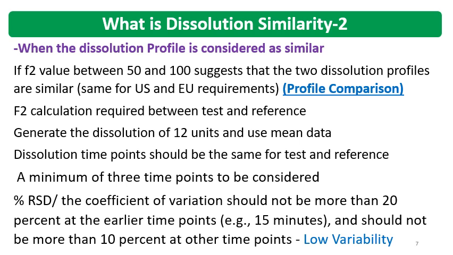Then percent RSD, or the coefficient of variation, should not be more than 20% at the earlier time point and should not be more than 10% at the later time points. If your formulation shows less than 20% RSD at initial time points, for example 15 minutes, and less than 10% at later time points, then you can say that the product is a low variability product. The formulation is not showing variability in the dissolution.